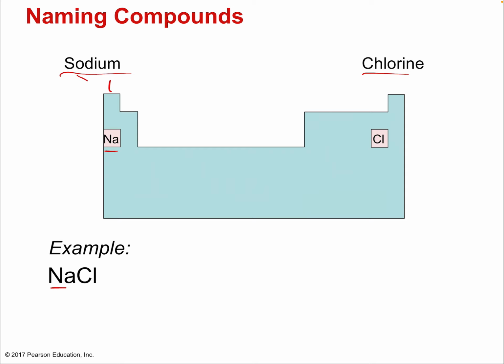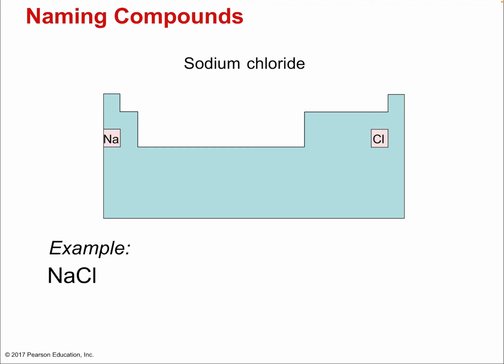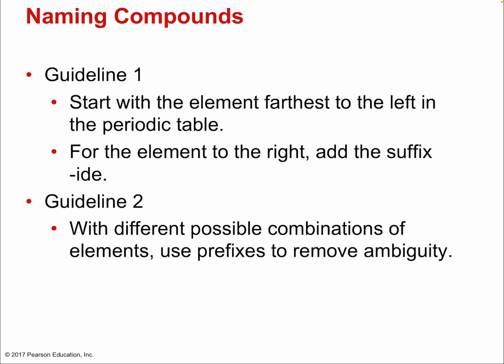And then in the name, we change chlorine to chloride simply because it is the higher group and it comes second. So it becomes chloride only because it's second. So the name of the compound of 1 sodium and 1 chlorine is sodium chloride, NaCl. Good example there. With different possible combinations of elements, we use prefixes to remove the ambiguity.